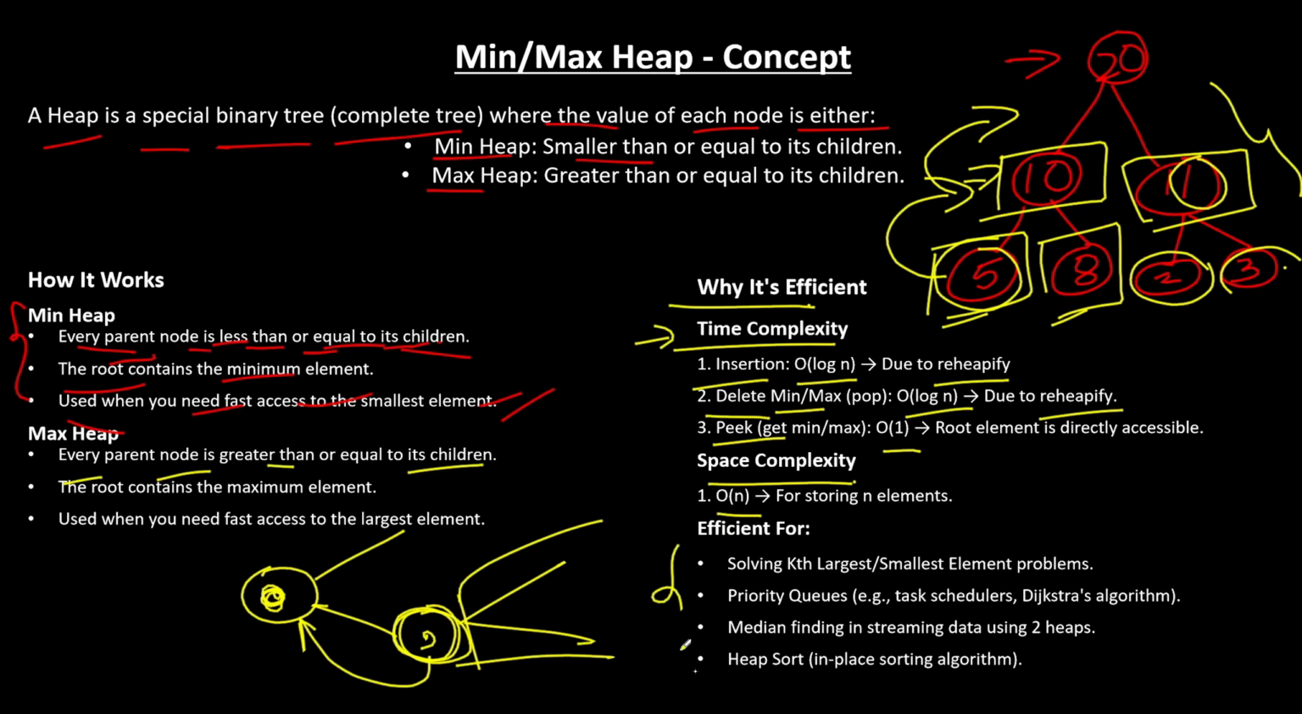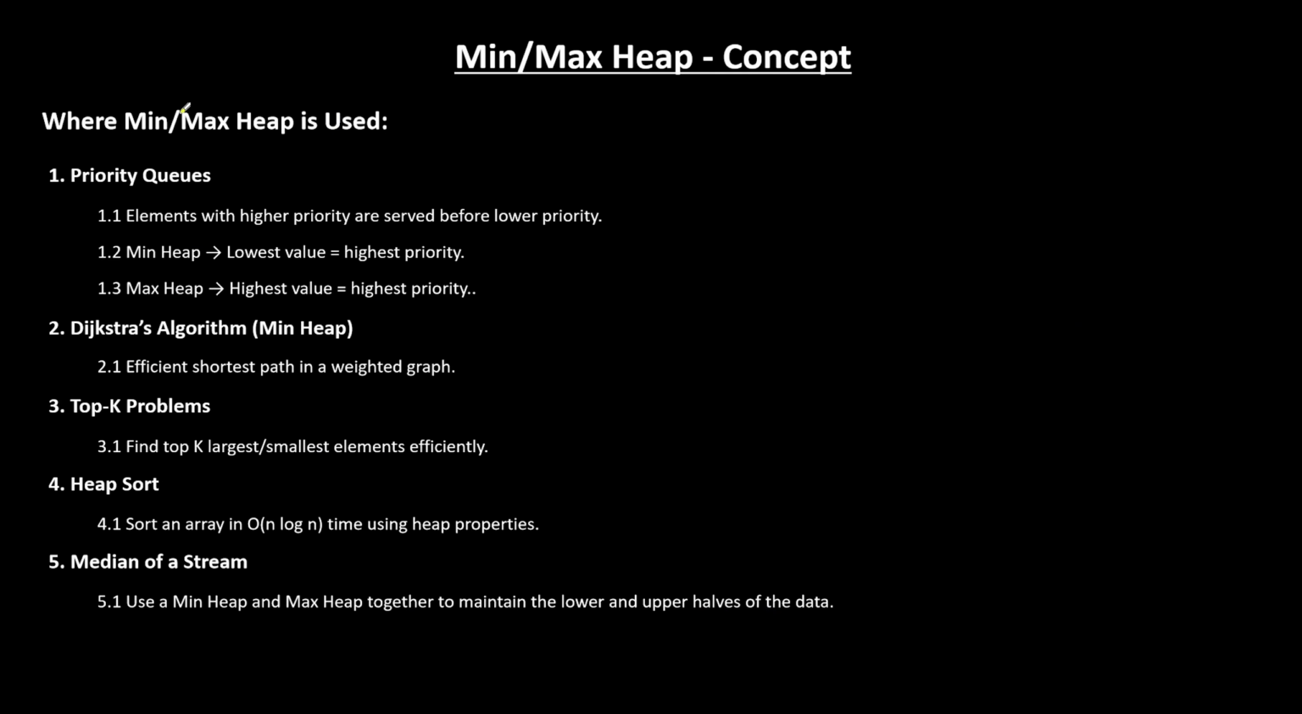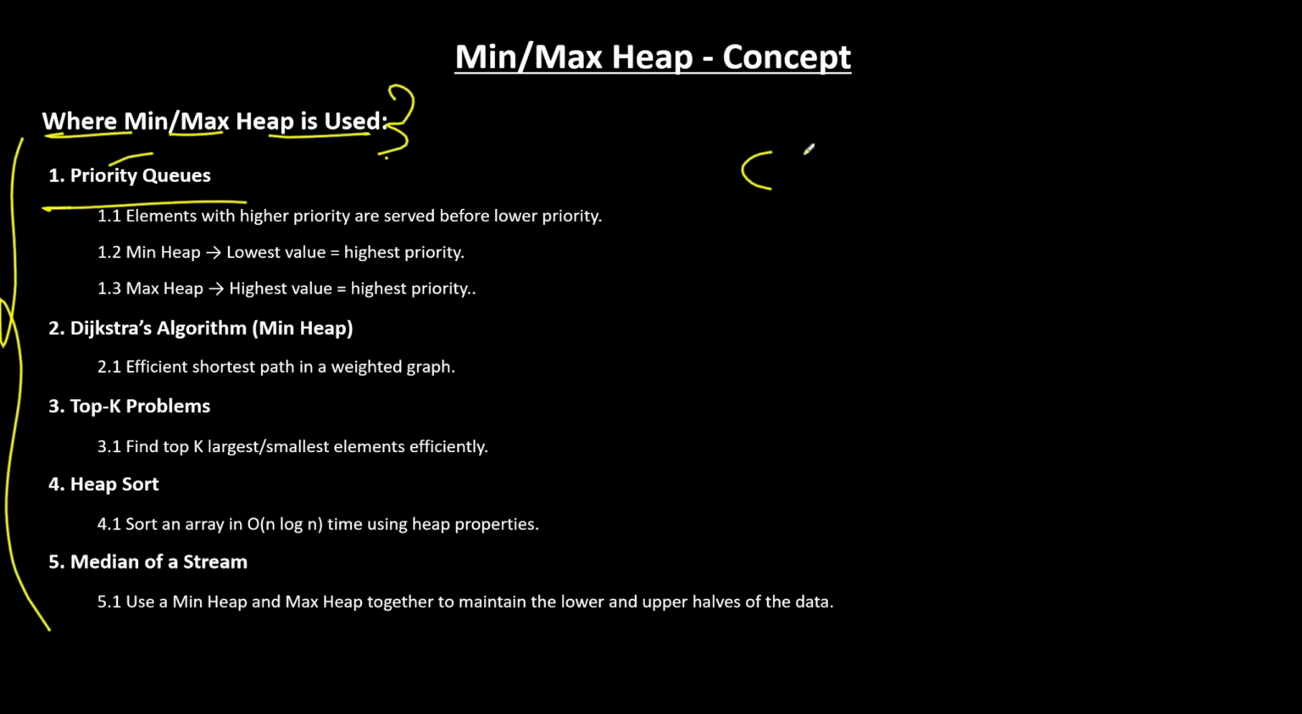Now this is mostly efficient for solving kth largest or smallest element problems, priority queue problems, median finding problems, and heap sort kind of problems. Where is the min max heap used? I've written some questions here, or you could say examples of things where you could use this particular topic. In priority queues, it is mostly used in C++. You could use this concept, where elements with high priority are served before the lower priority.